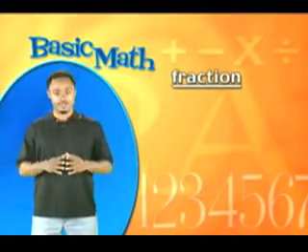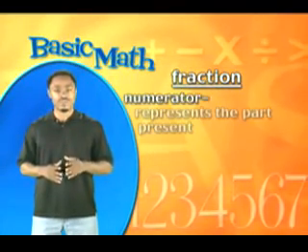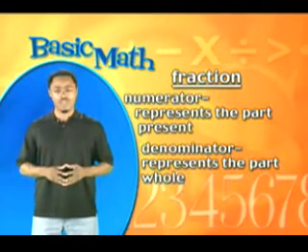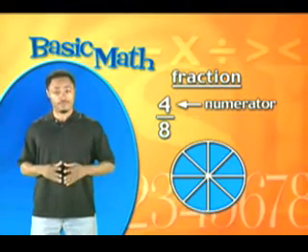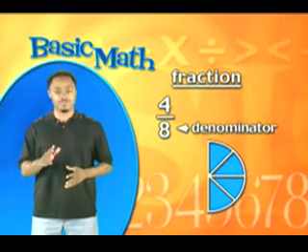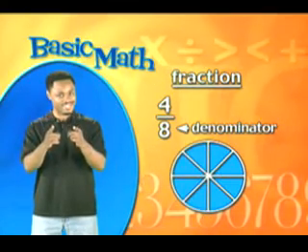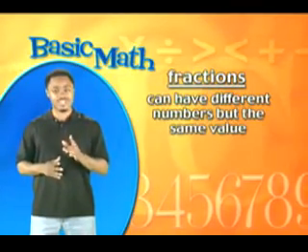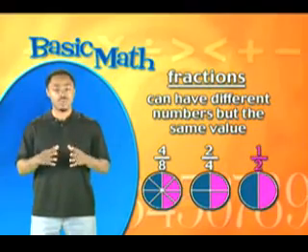A fraction is made up of 2 parts, the numerator and the denominator. The numerator represents the part present, while the denominator represents the whole. So if you had 4/8 of a pie left, the numerator would be 4, since you have 4 pieces present, and the denominator would be 8, because the pie is divided into 8 pieces. Fractions can have different numbers, but the same value. 4/8, 2/4, and 1/2 all equal one another.